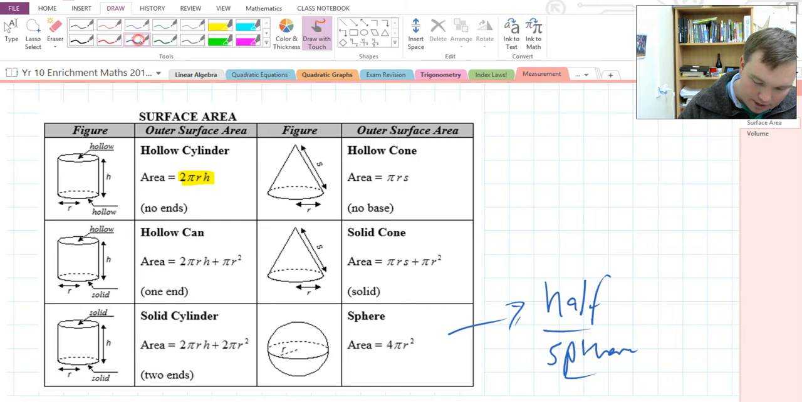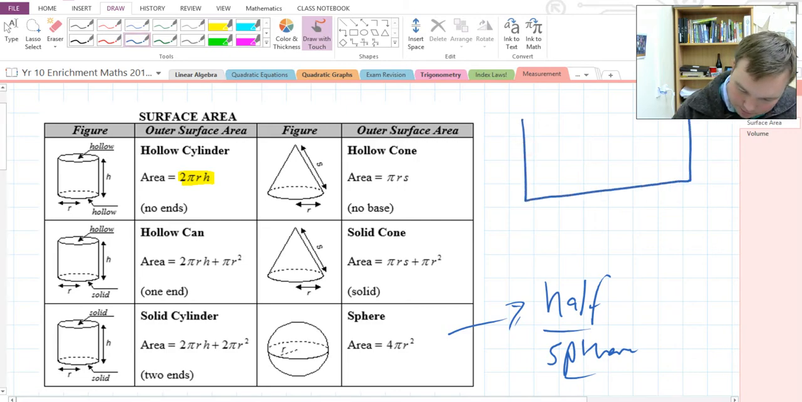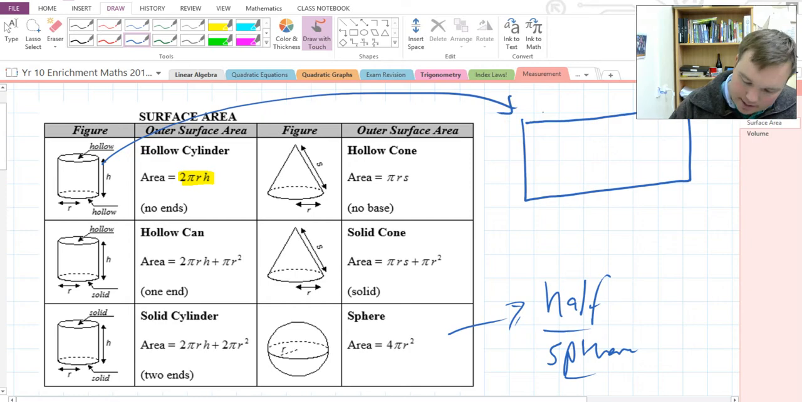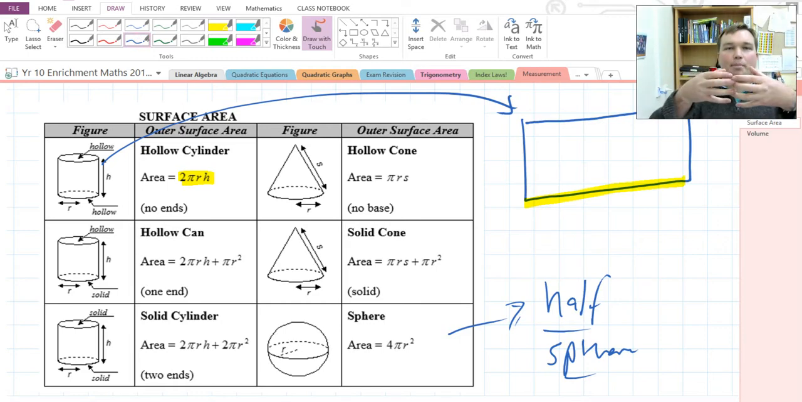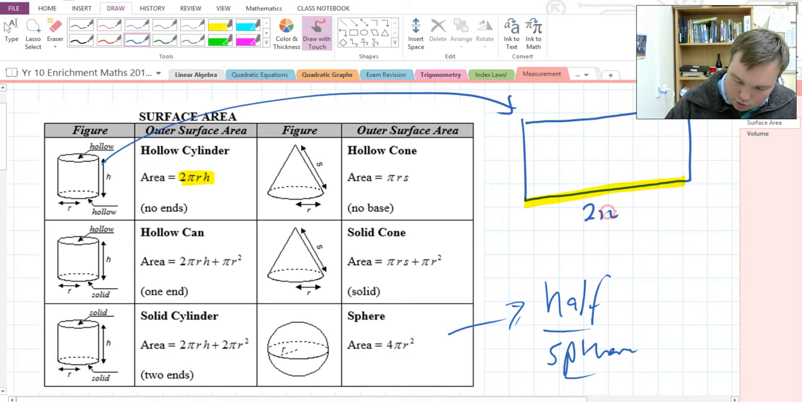Now that comes from the fact that if you unwrap a hollow cylinder, this length here was in fact the circumference of the circle. So once it's wrapped up, that forms the circumference of the circle. Now the circumference of the circle is 2 pi r. So to find the area of a hollow cylinder, you go 2 pi r multiplied by the height, 2 pi r h, hence where that formula comes from.